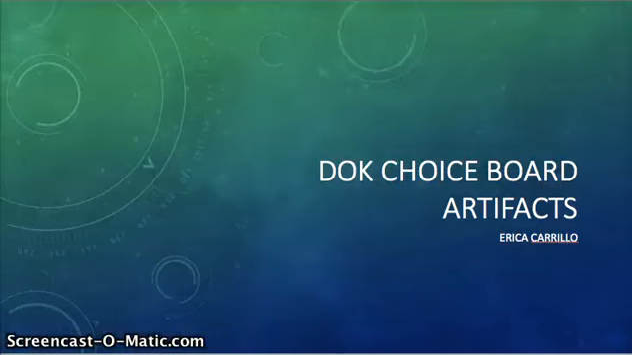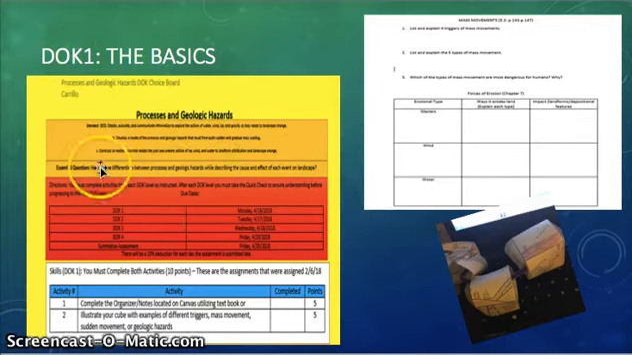All right, so these are my DOK choice board artifacts. I'm using my Earth Systems, I believe it's a choice board. It is the geologic hazards choice board. As you can see, I have my standards at the top. I have my essential question right here. Due dates are located here.